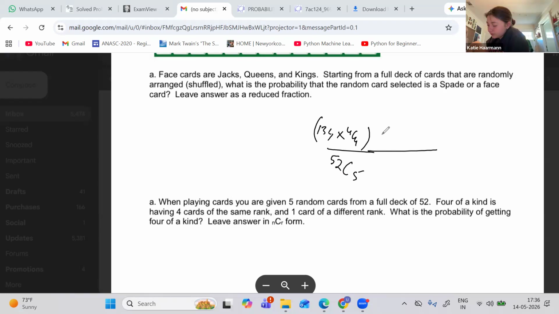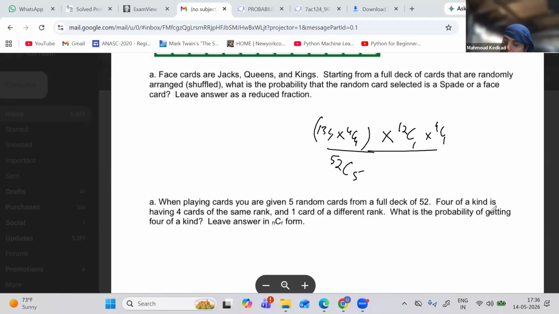Okay, 4C4, and then you do 1 card of a different rank. You do 12C1 times 4C1. Yes. Over 52C5. Yes. Okay, and that's the last question, actually.